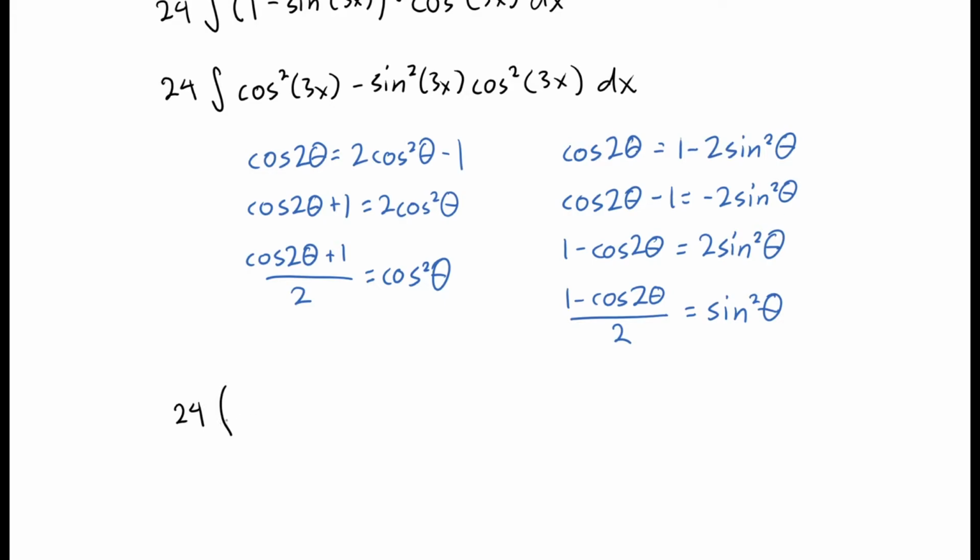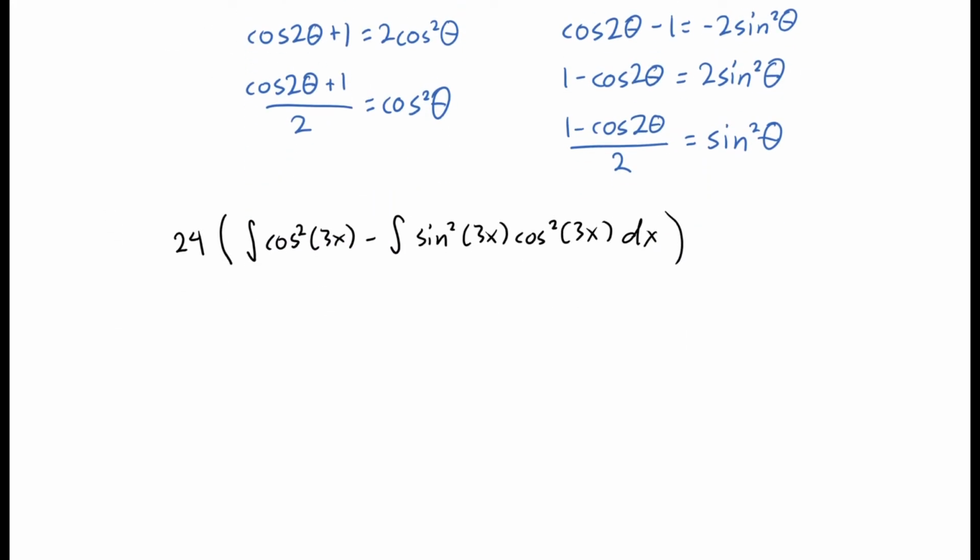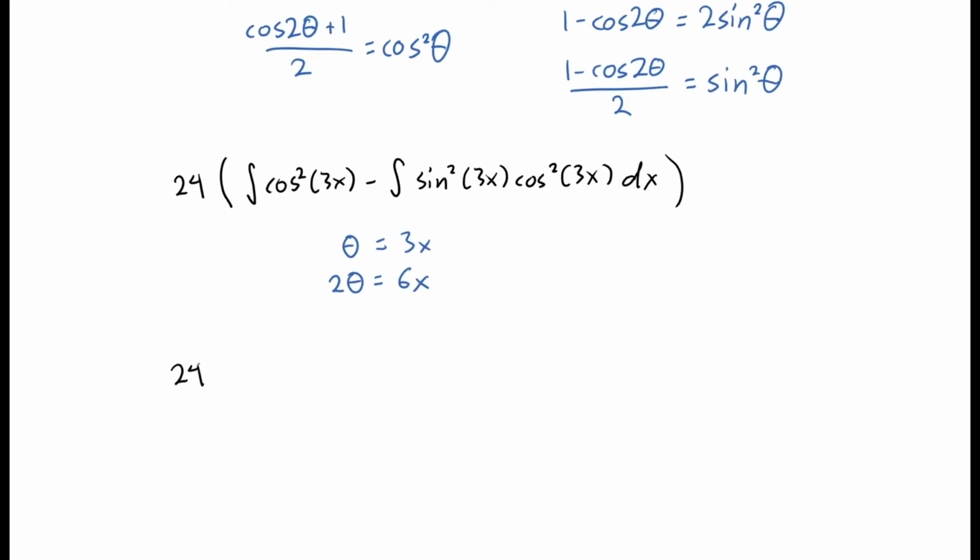Alright, so before I substitute these identities in, I'm going to use the additive and subtractive rule of integrals to separate the two integrals into 2. So we'll have 24 times the integral of cosine squared 3x minus the integral of sine squared 3x cosine squared 3x. And just to clarify, in our identity we have theta, but in our integral we have 3x. So if we have 2 theta, then we'll have 6x.